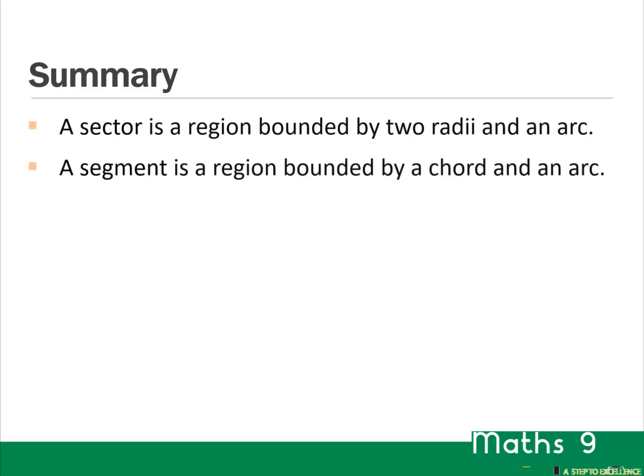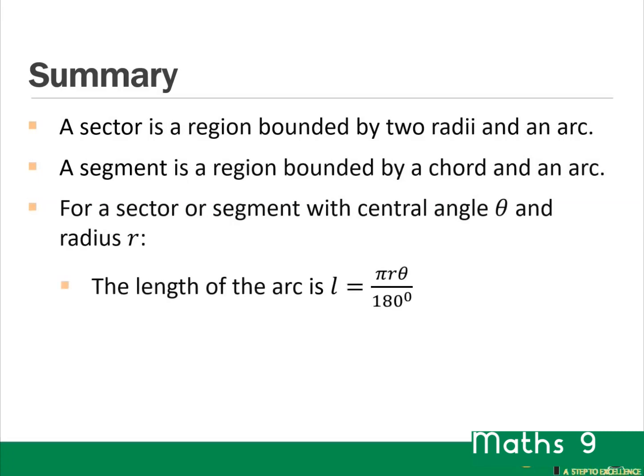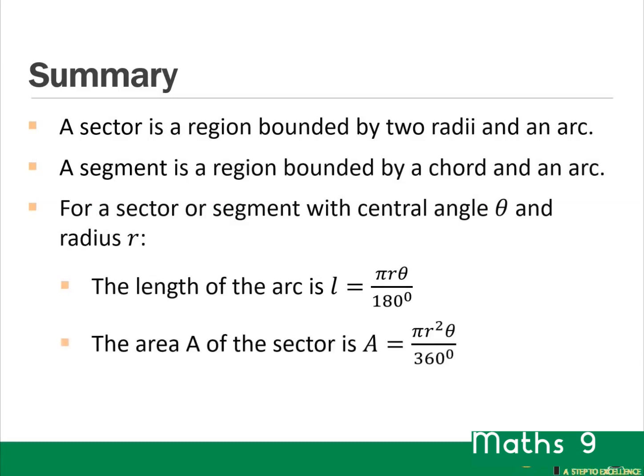A segment is a region bounded by a chord and an arc. For a sector or segment with central angle theta and radius r, the length of the arc is L equals pi r theta over 180. The area A of the sector is A equals pi r squared theta over 360.